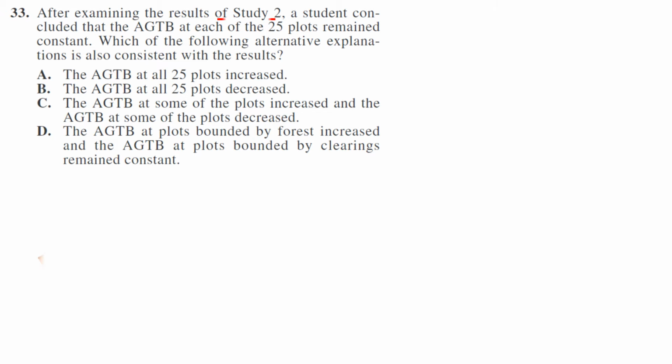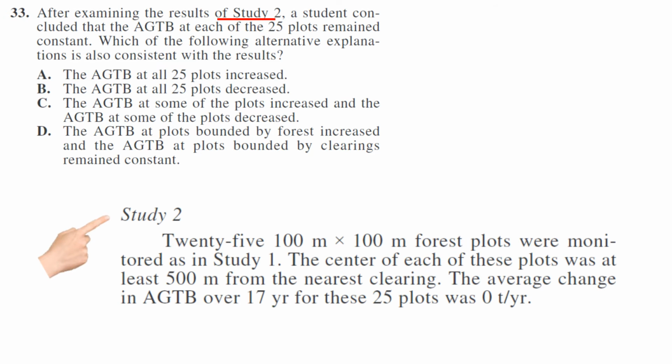After examining the results of study 2, so finger on study 2, that's the one without a chart or a graph with it, a student concluded that the AGTB of the 25 plots remained constant. So we see that it remained constant, average change was 0. Which of the following alternative explanations is also consistent?